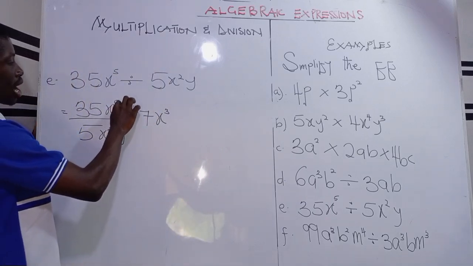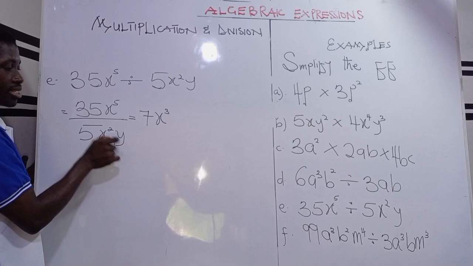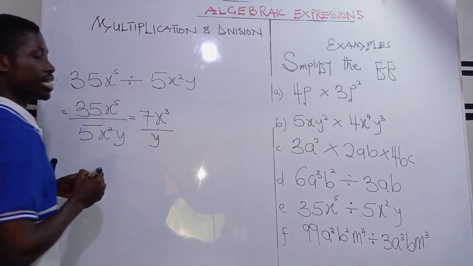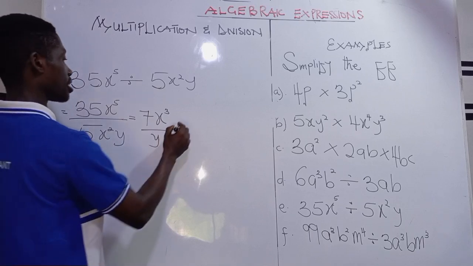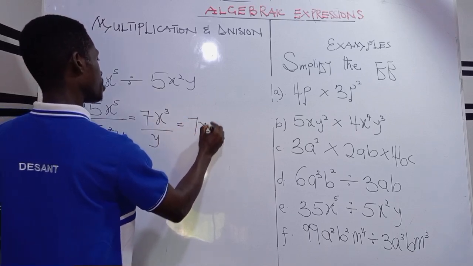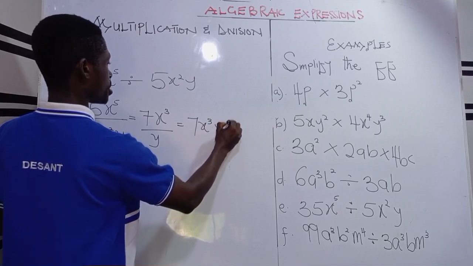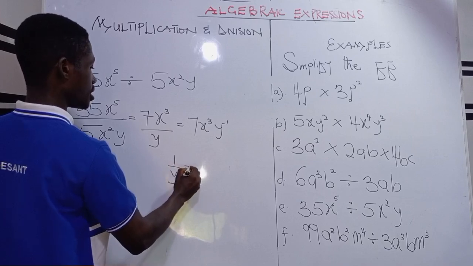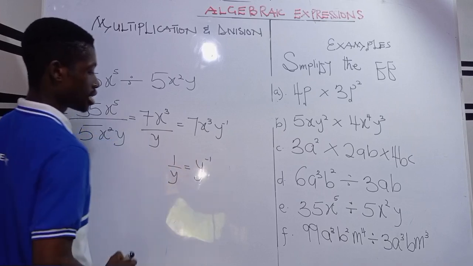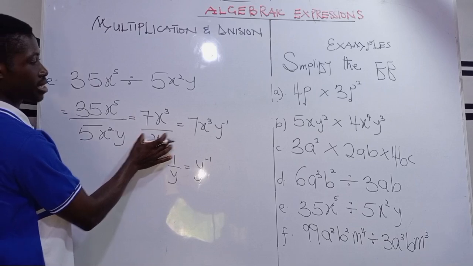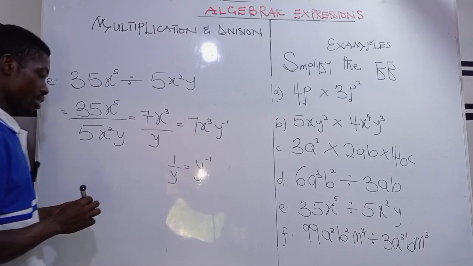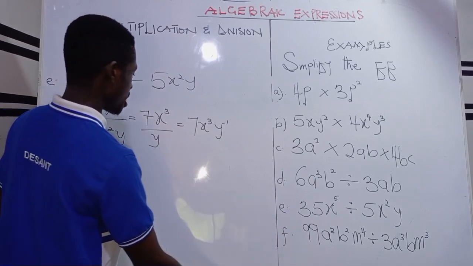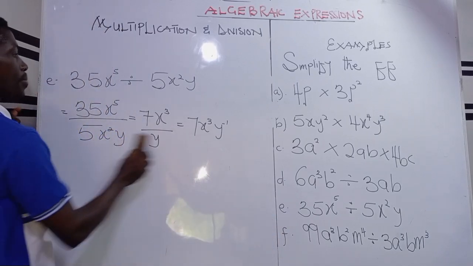Since we don't have any y on top here to divide the y down here, we are just going to leave the y as it is. And this can be written as 7x power 3 y exponent -1. In indices, when you have, let's say, 1 over y, it's the same as y exponent -1. So we can rewrite this as that, and then we are done. Now try your hands on the last example and then we continue.